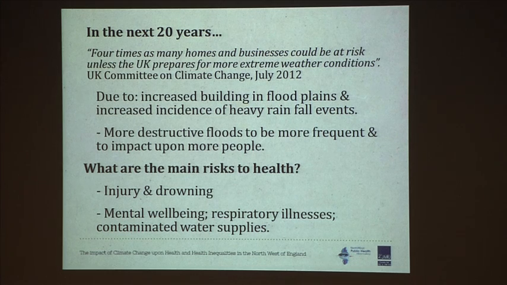So this is a quote from the UK Committee on Climate Change just last week. They say that 4 times as many homes and businesses could be at risk unless the UK prepares for more extreme weather conditions. And why is that? Well, they're saying it's because of increased building in floodplains. Actually, apparently, I think I read it at a higher rate than not in floodplains. And increased incidence of heavy rainfall events that we know to expect due to climate change. And so that means it's more likely to be more destructive floods that are going to be more frequent and are going to impact upon more people.